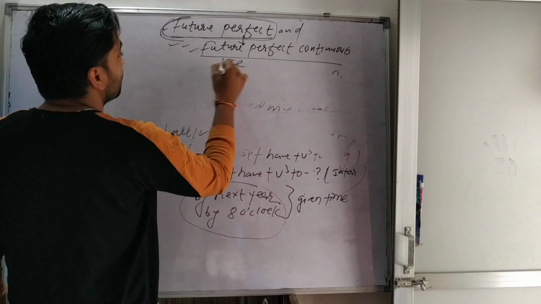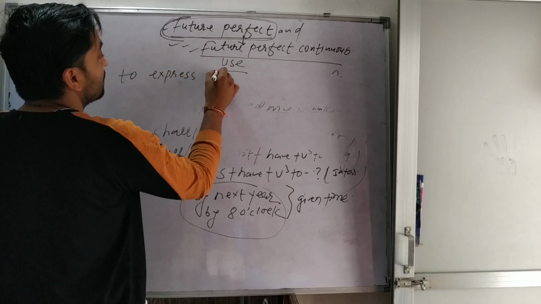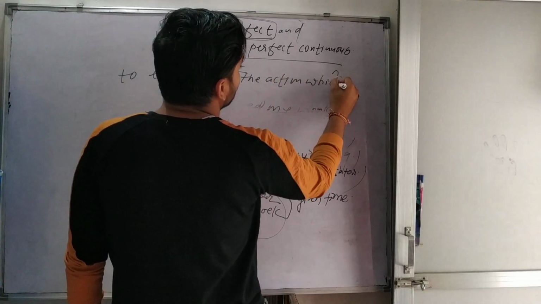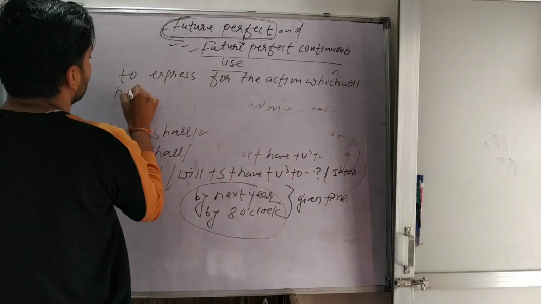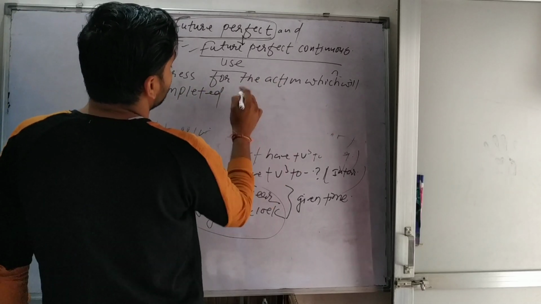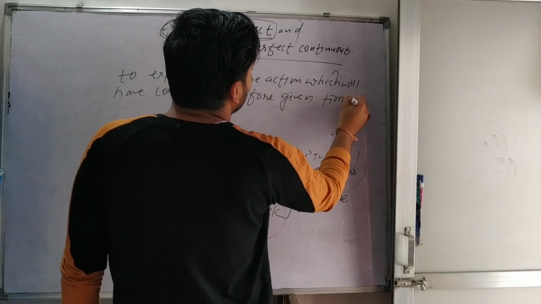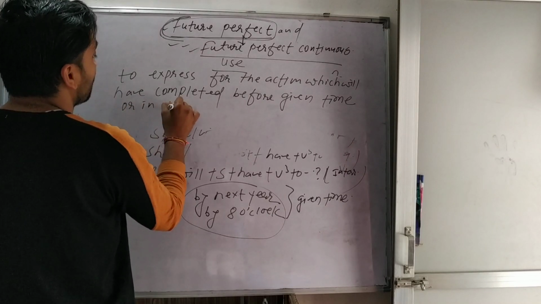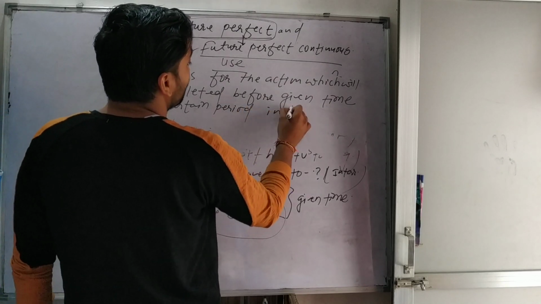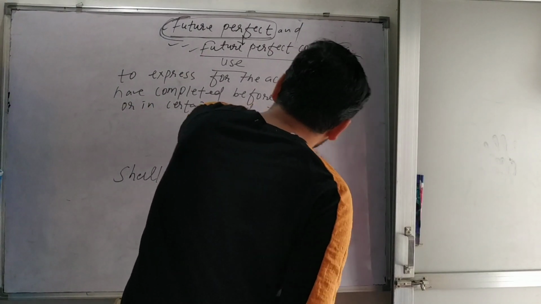It is used to express the action which will have completed before a given time or in a certain period in future. For such an action future perfect tense is used.